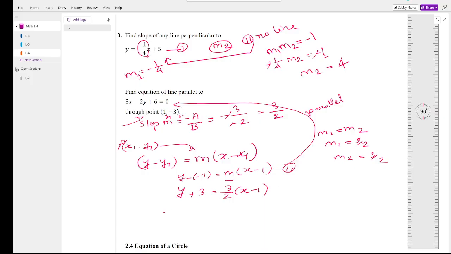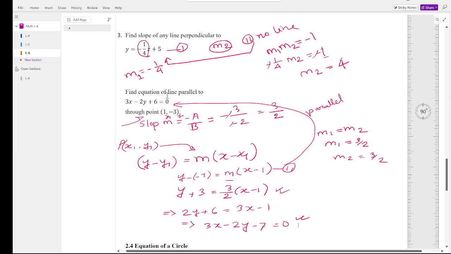This is the equation. You can reform it like this: multiply by 2 on this side. This is 2y plus 6 equals 3x minus 3. So it is 3x minus 2y minus 9 equals 0. You can write it like this or like this. This is the answer of this question: the equation of the line parallel to this line and passing through this point.